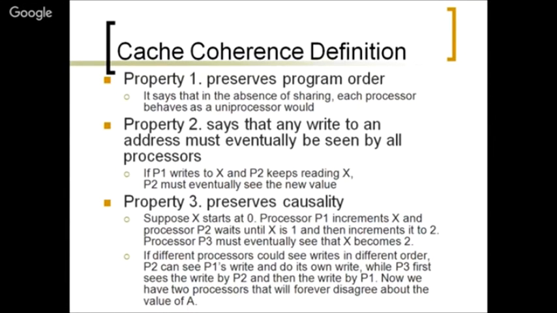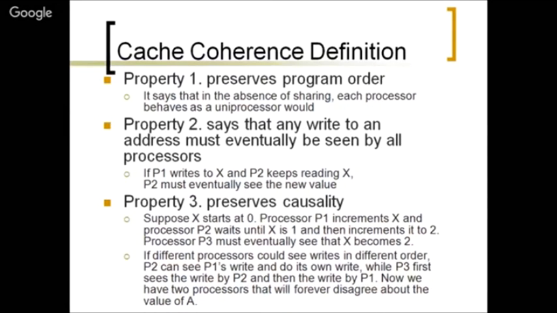Means if P1 writes to X, let's say we have P1, P2, P3 and so on. So out of that, if P1 writes something to X, X is the address, then it should be visible to all the remaining processors. That's why it's called the shared one. Means that write result should be shared and read by all the other processors. It should not be hidden.